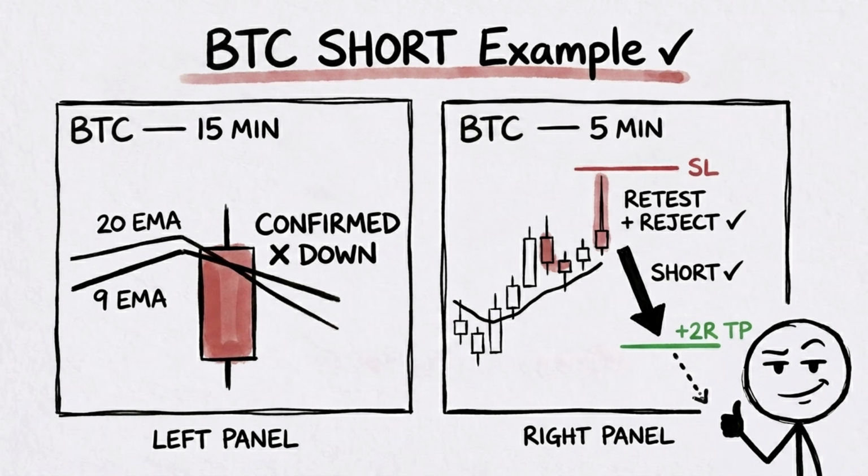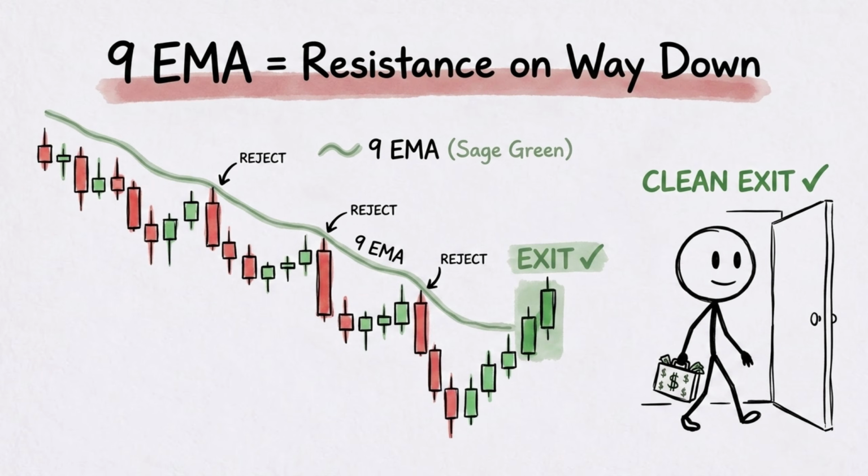Let's look at another. BTC 15-minute chart, 9 crosses below 20. Red candle, confirmed. Switch to the 5-minute chart. Price pops up, retests the 9 EMA from below. Rejects. You enter short. Stop above the 5-minute swing high. Target 2R. Price dumps, 2R hit in 6 candles, trail the rest. The 9 EMA holds as resistance on the 5-minute chart. Price rides it down. You stay in until a 5-minute candle closes above the 9 EMA. Clean. Let's run it back.